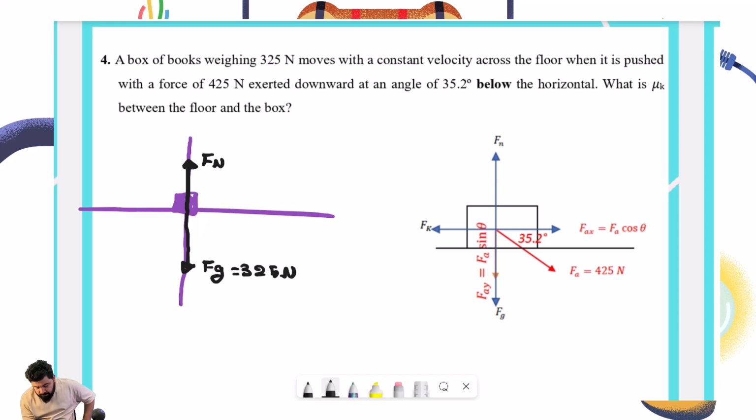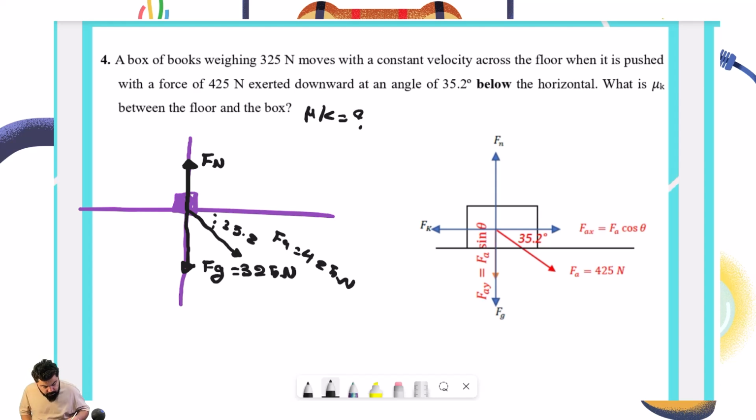And a constant velocity across the floor when it is pushed with a force of 425 Newton exerted downward at an angle of 35.2 degrees. So this one is moving like this downward and it's making an angle of 35.2 degrees. Fa, which is applied, is equal to 425 Newton. What is mu k between the floor and the box? So mu k is equal to what?